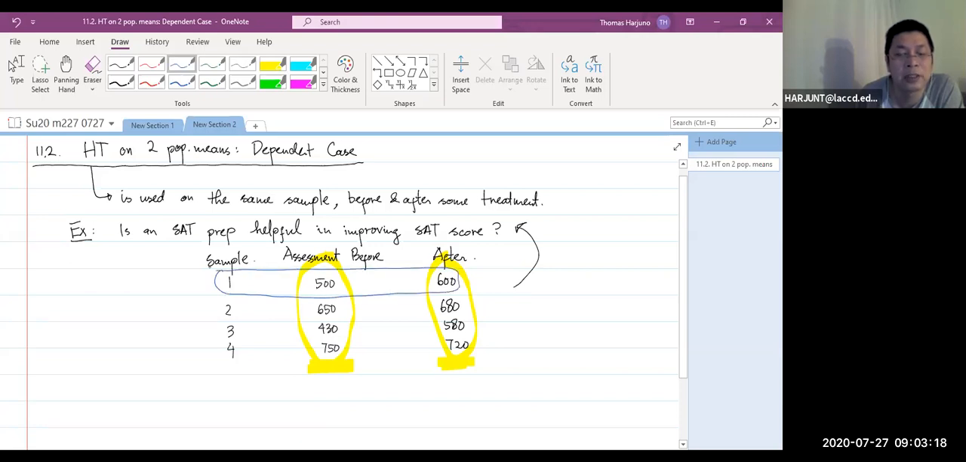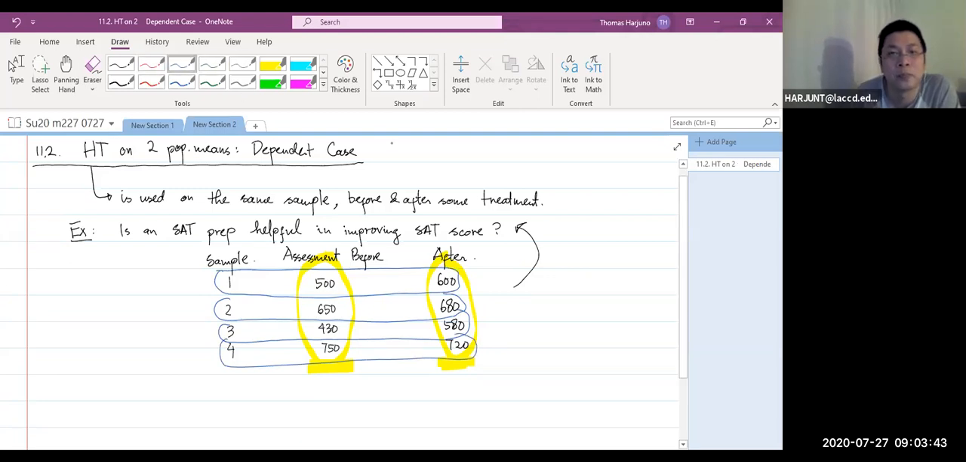Okay, from the first sample, from the first element, we have the before and after scores, and likewise for the second one, and the third one, and so on and so forth. Now that's why this dependent case is better known as the matched pair case. Because you can pair them.